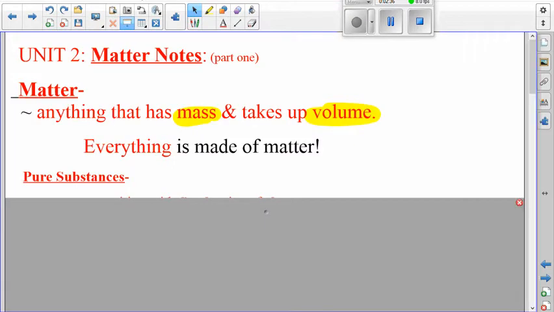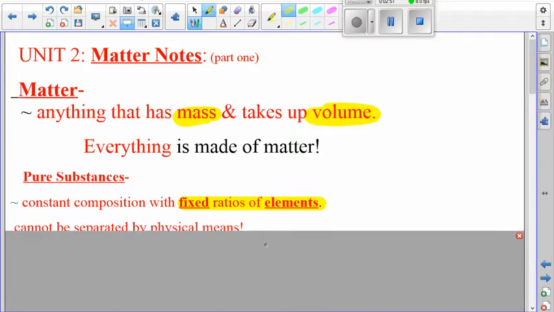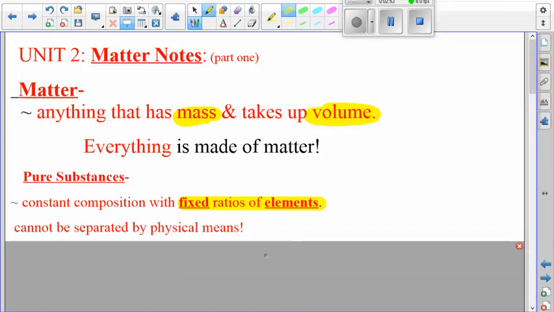Pure substances. A pure substance is a constant composition with fixed ratios of elements. Maybe just put a fixed ratio of elements. And I'll explain what that means. I'll give you lots of visuals for what that means as well. It can't be separated by physical means, okay? So if you have a pure substance, the only way you can separate it into different pieces is if you chemically change it. But it can't be separated physically.